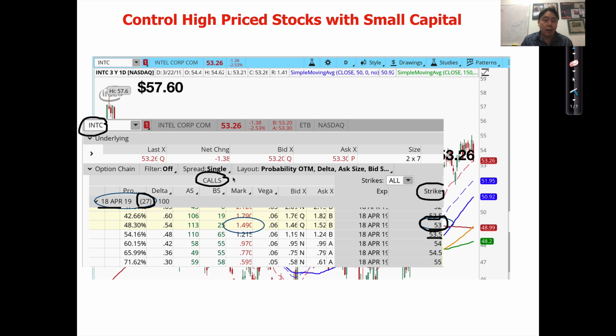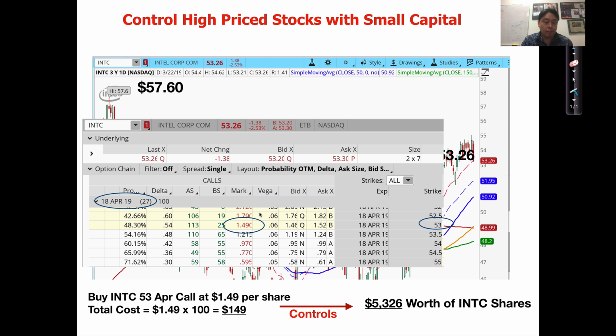So how much does it cost to buy this option? So you can see over here, the market price of that particular option is $1.49. So it costs us $1.49. Now again, you have to multiply that by 100 shares per contract. So that's $149. That's all it takes to control 100 shares of Intel. So if we buy that option, let's take a look. It will cost us $1.49 times 100, again, $149.